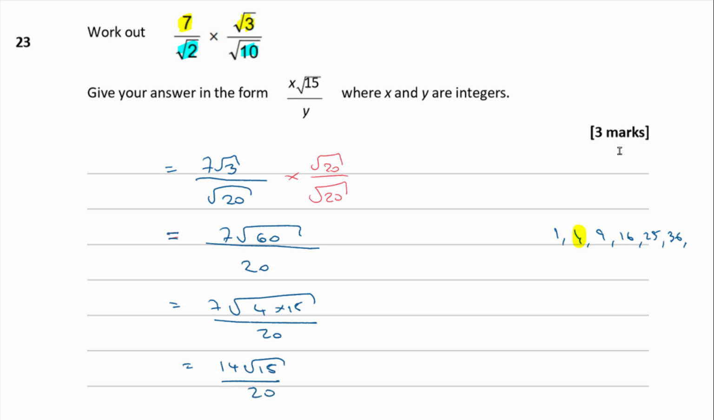Now that's in the right form, isn't it? Because I've got x root 15 over y up there, and I've got 14 root 15 over 20 here. So x is 14, y is 20. All kind of works out. Looks great. Let's move on.